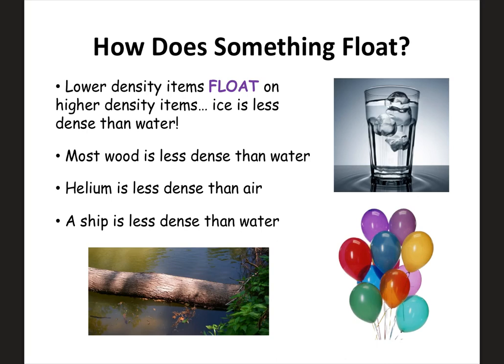So how does something actually float? Anything that's lower density would float on or in a higher dense item. So we just said that ice is less dense than water. Water is 1 gram per milliliter. Ice is 0.92 gram per milliliter. So less dense things float. So you definitely need to know that.